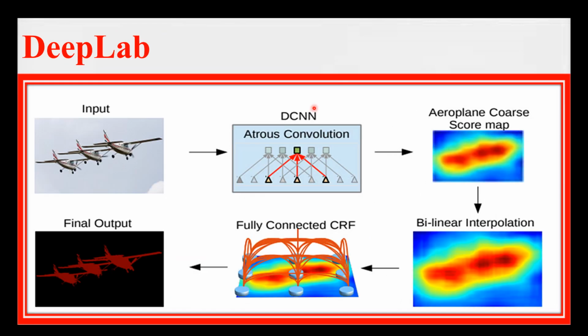Then comes DeepLab. Now this DeepLab is a deep learning architecture designed for semantic image segmentation tasks. So this architecture utilizes deep convolutional neural networks, atrous convolutions and fully connected conditional random fields to achieve accurate and efficient image segmentation.